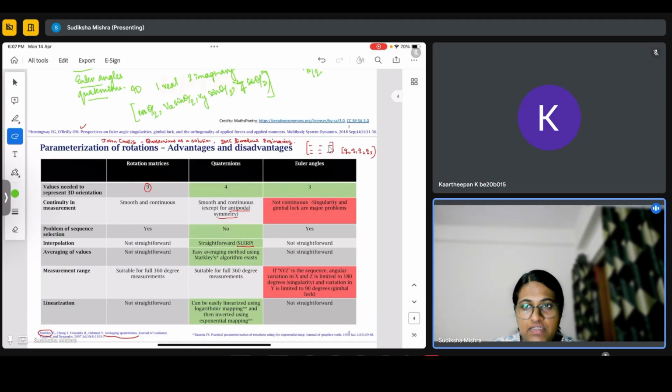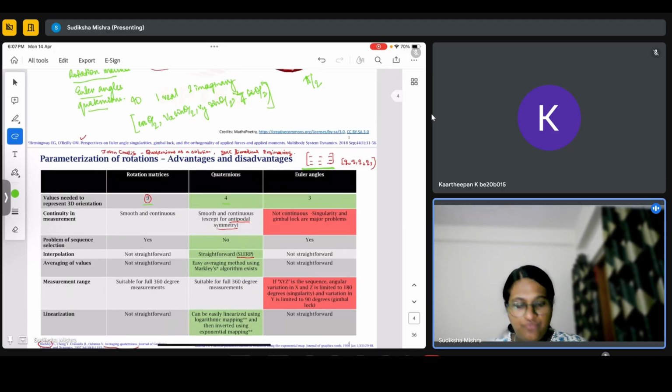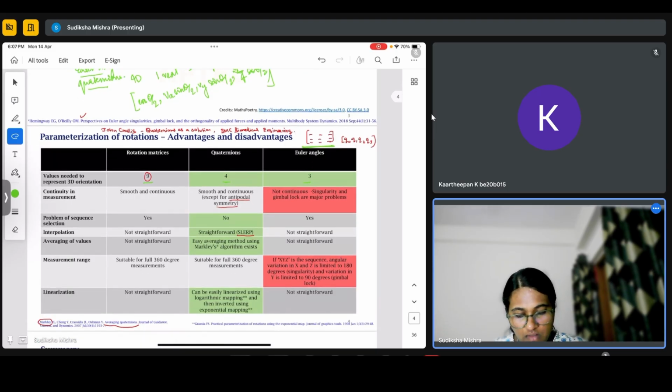Coming to some of the more details, as I said, rotation matrices are slightly complex because they have a lot of terms. To represent any 3D orientation in terms of rotation matrices, you need 9 values. It's a matrix like this. In the case of quaternions, you need 4. In the case of Euler angles, you need 3.